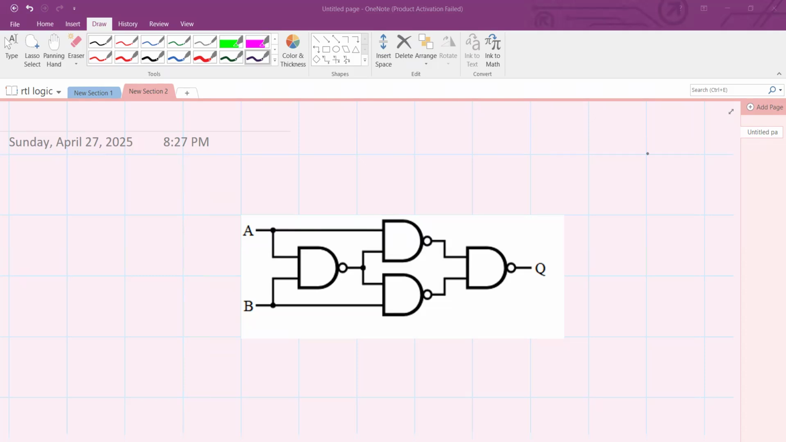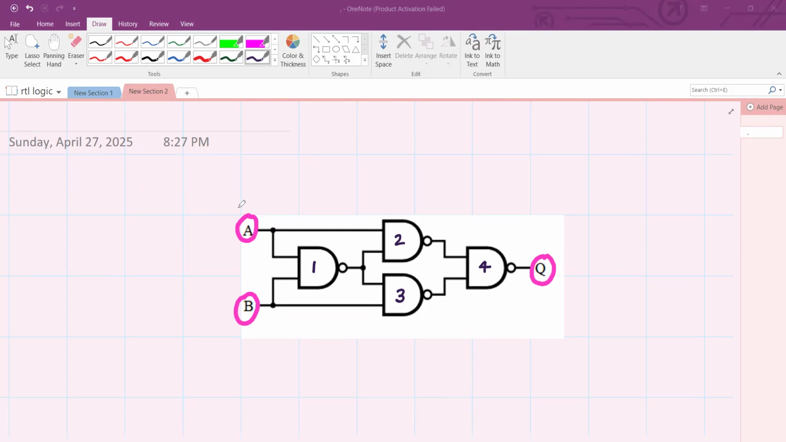On your screen, you see some logic implemented using only NAND gates. There are two-input NAND gates, shown right over here. This is gate number one, this is gate number two, this is gate number three, and this is gate number four. You have an input A and input B, and then you have an output Q right over here.